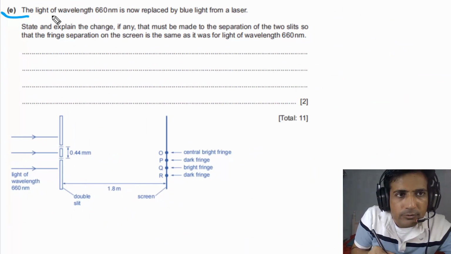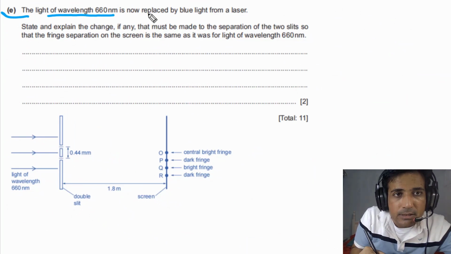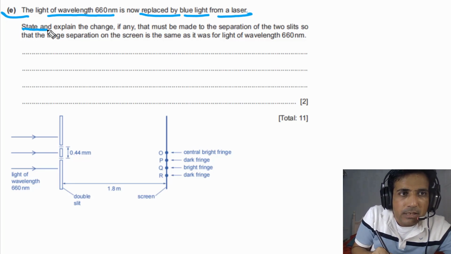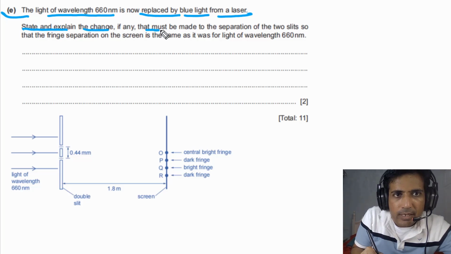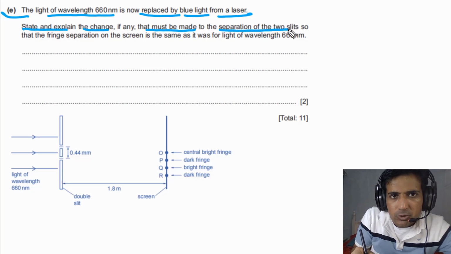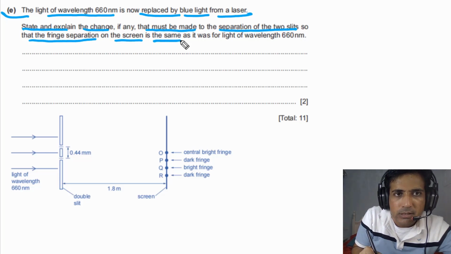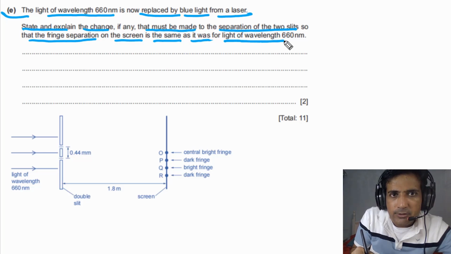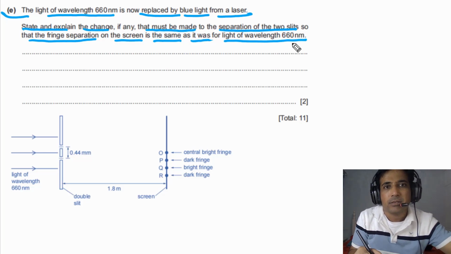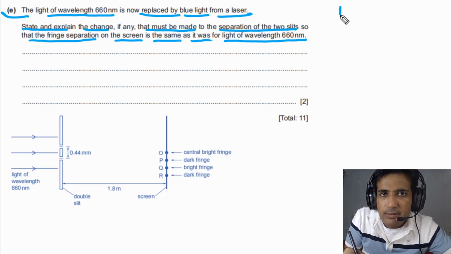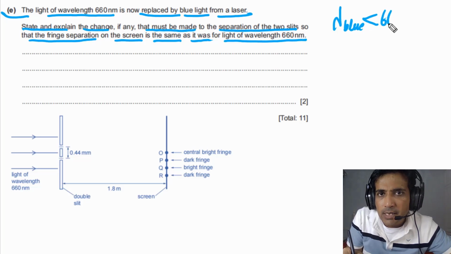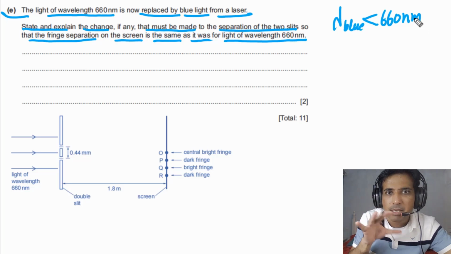For part E, it is given to us that the light of wavelength 660 nanometers is now replaced by blue light from a laser. State and explain the change, if any, that must be made to the separation of the slits so that the fringe separation on the screen is the same as it was for light of wavelength 660 nanometers. First of all, we need to understand the wavelength of blue light. This is shorter than 660 nanometers. So in this case, it simply means that lambda has been decreased.